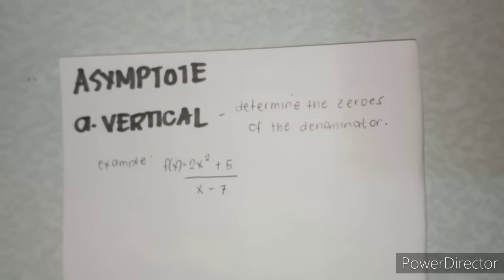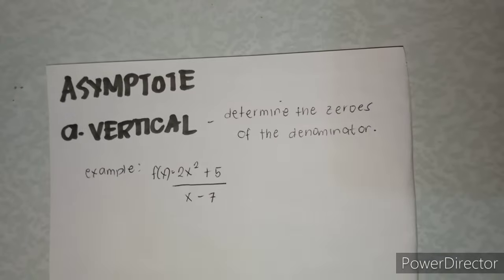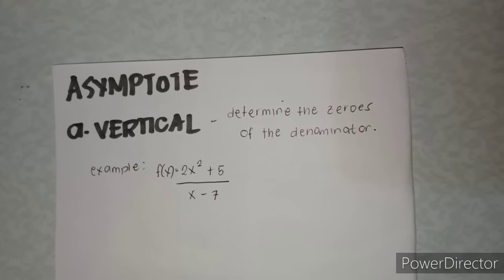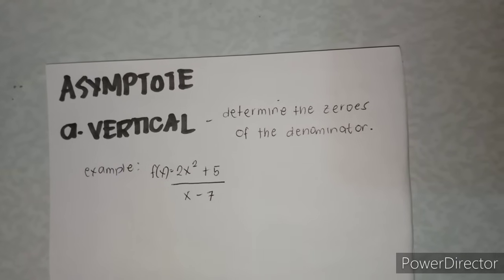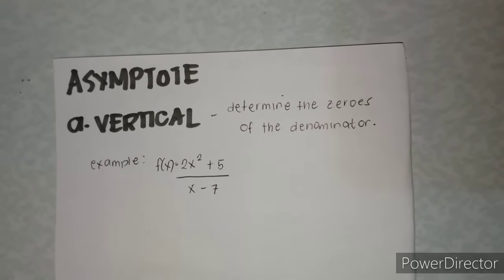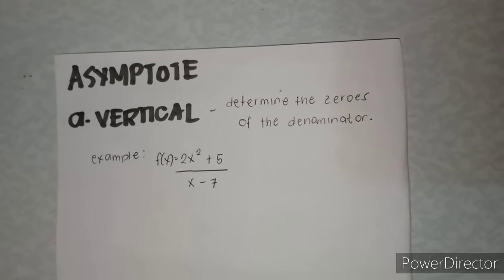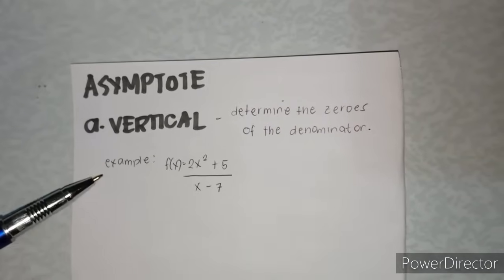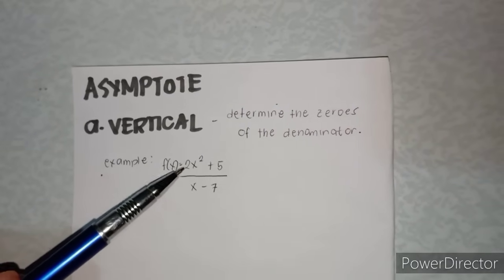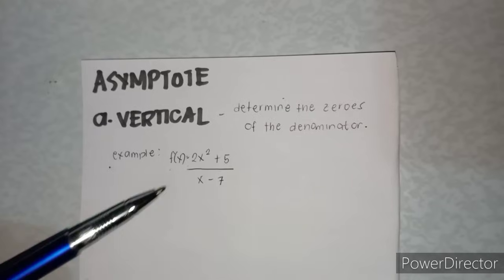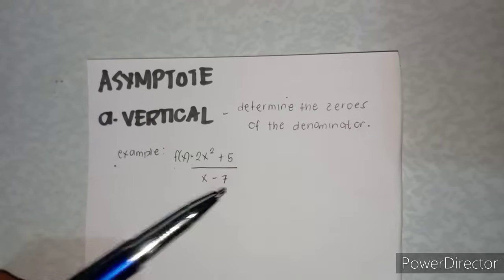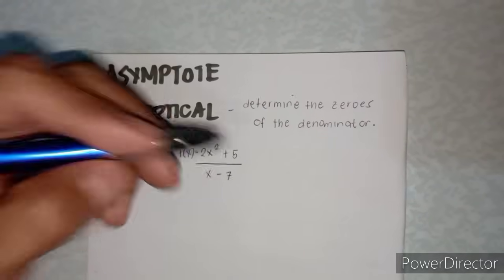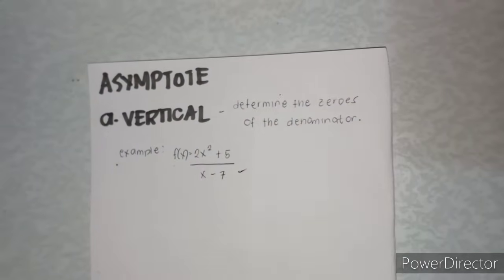Always remember, kids, that when we say vertical asymptote, it is the zeros of the denominator. That means we don't care about the numerator. We only take the zeros of our denominator. Let's say, for example, we have f of x is equal to 2x squared plus 5 all over x minus 7. We know that in this particular example, our denominator is x minus 7. Isn't it, Ma'am Tintin? Yeah.